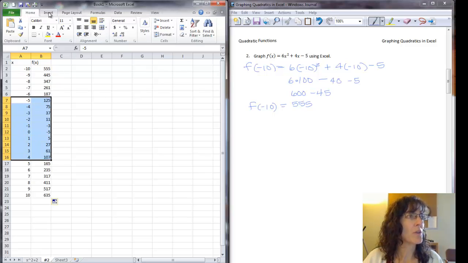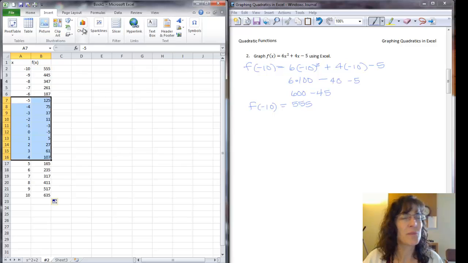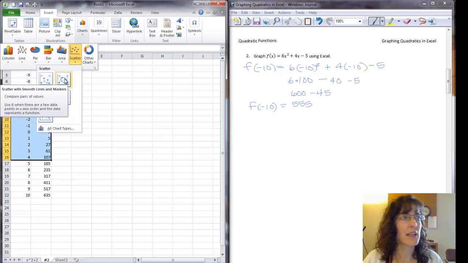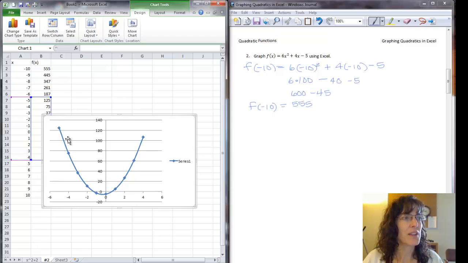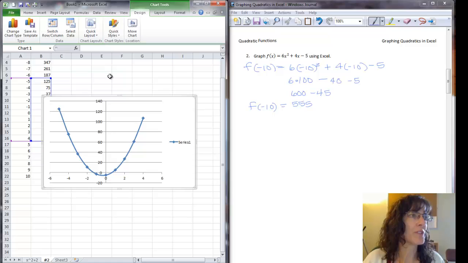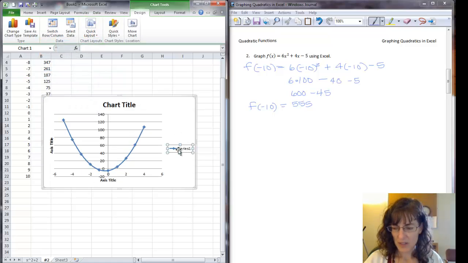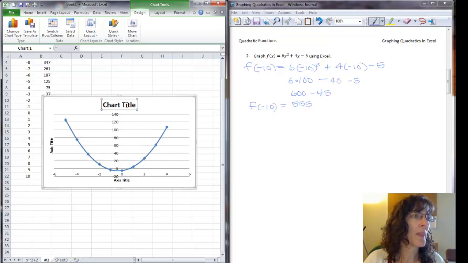So then I will insert, remember, and then charts, and then a scatter plot with lines to connect it. So there it is, and there's my parabola, and you can see that the lowest point is somewhere over here between 0 and negative 1 in the x direction. And I want to change it before I bother deleting that. Let's change the quick layout to the first layout, delete that series, click on the title.